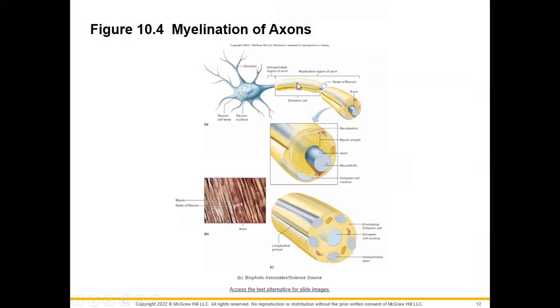This image is showing you the same thing. It's just an up close and personal view of what the myelin sheath looks like wrapped around the axon of the peripheral nervous system neuron. And here you can actually see a micrograph, an image from a microscope slide. This would be one Schwann cell, this would be another Schwann cell, and this is the node of Ranvier in between.